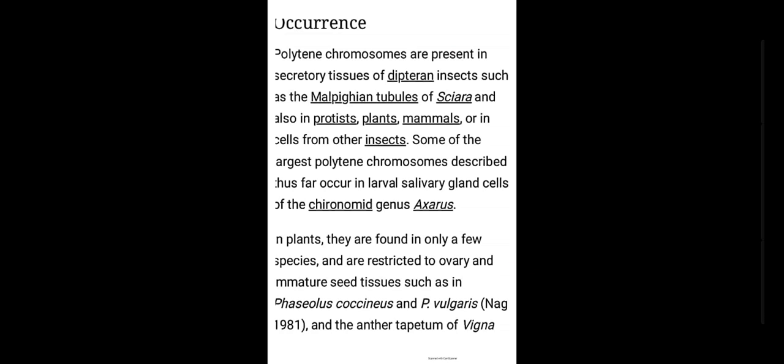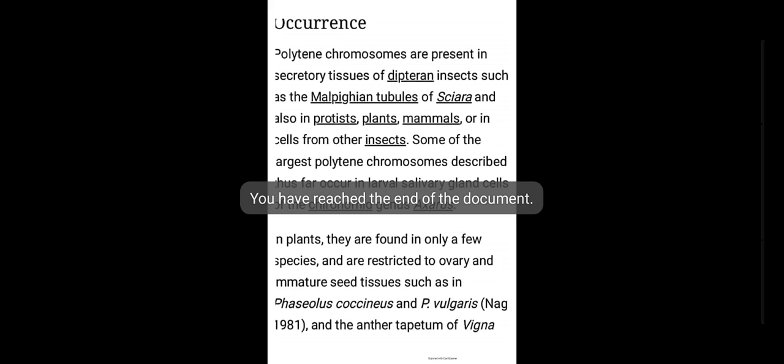Occurrence. The polytene chromosomes are present in secretory tissues of dipteran insects such as the Malpighian tubules of Sciara, and also in protists, plants, mammals or in cells from other insects. Some of the largest polytene chromosomes described so far occur in the larval salivary gland of the chironomid genus Axarus. In plants, they are found in only a few species and are restricted to ovary and immature seed tissue, such as in Phaseolus coccineus and P. vulgaris, and the anther tapetum of Vigna.